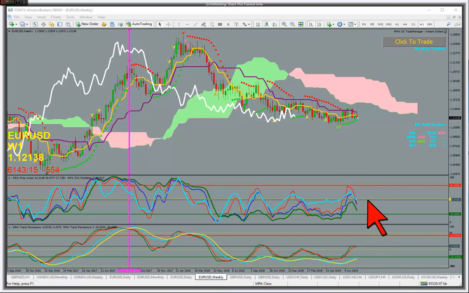What about the MPA PE4 software? It works in any MetaTrader 4 platform. Doesn't matter where the broker is located. It's just a matter of do they offer MetaTrader 4? And if they do, then you can run this software.